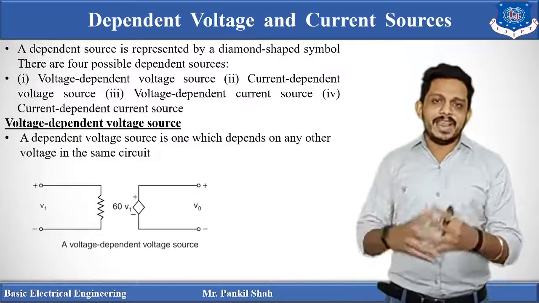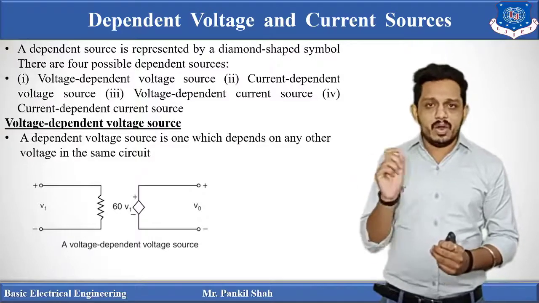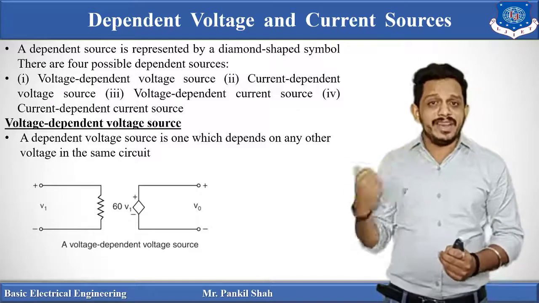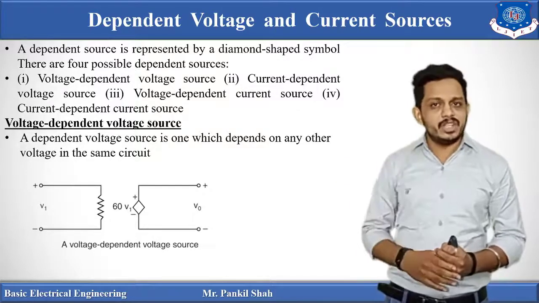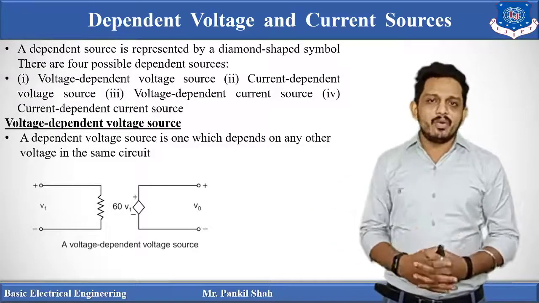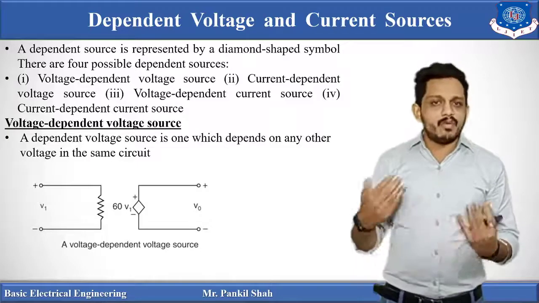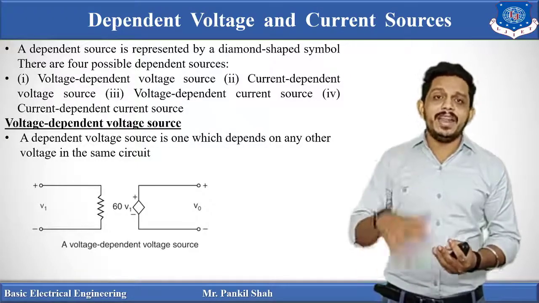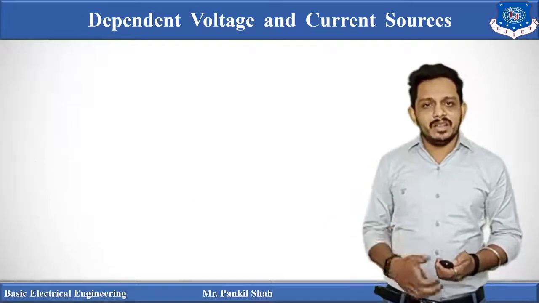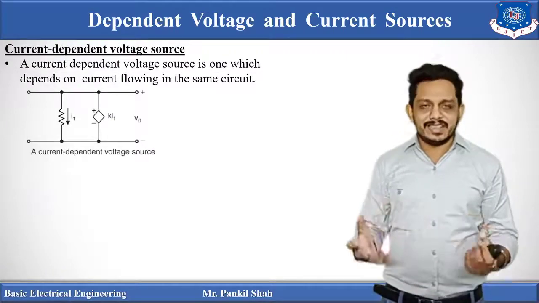For example, I have written that it is 60 V1. That means our output voltage V0 is equal to 60 V1. So if V1 is changed, then 60 into V1 will change, and our output voltage will change. This type of source is known as the voltage dependent voltage source. It will give you the output voltage, but that output voltage depends on some other voltage of that circuit.